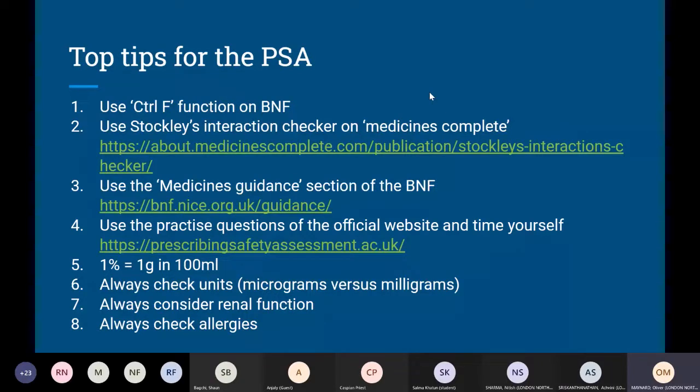Often in the medication review, there'll be a drug which is supposed to be in micrograms, but is actually in milligrams. And then best to always consider renal function and allergies, as there'll be reasons for prescribing one drug over another. And that's true of real life as well. Obviously, very, very important to check the allergies is the first thing you do.